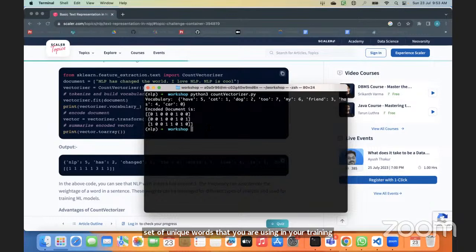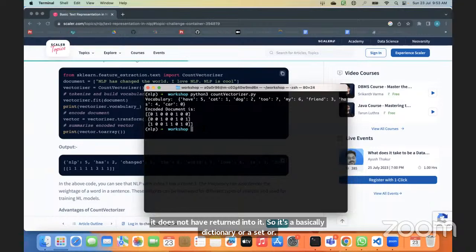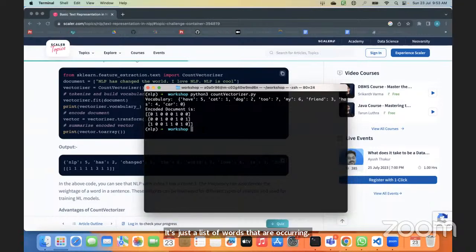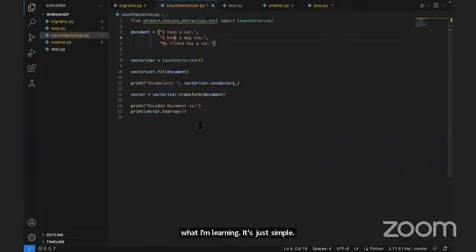So if you have 100 sentences, you list out all the words occurring in the 100 sentences, and that will be your vocabulary. It's a set, so it does not have redundant words. It's basically a dictionary or a set, just a unique list of words. So that is vocabulary. It's just simple.